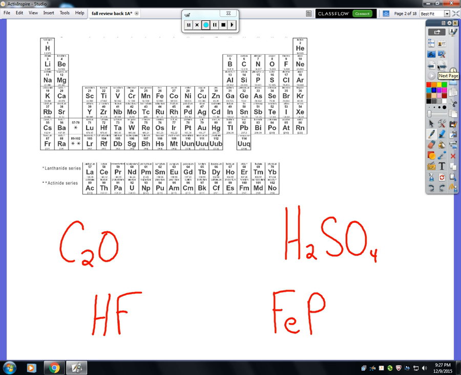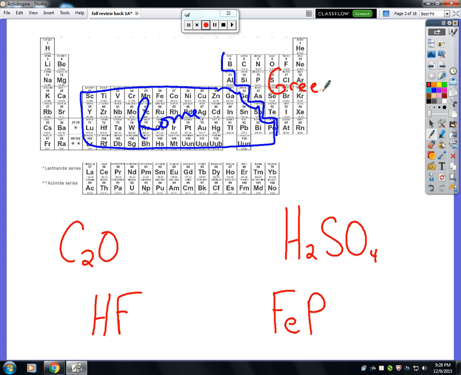All right, how do I name these? Remember our staircase. That separates the metals from the nonmetals. This is Rome, remember? This whole area is Roman numerals. Okay? This area right here is Greece. When in Greece, you speak Greek. Mono, di, tri, tetra, penta, and it goes on, but that's 1, 2, 3, 4, and 5.